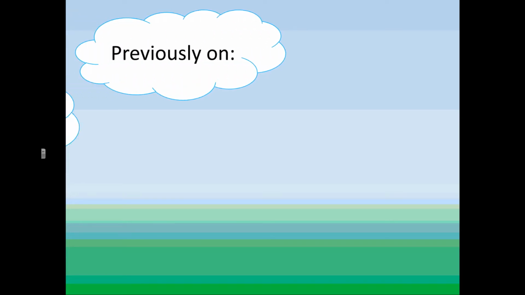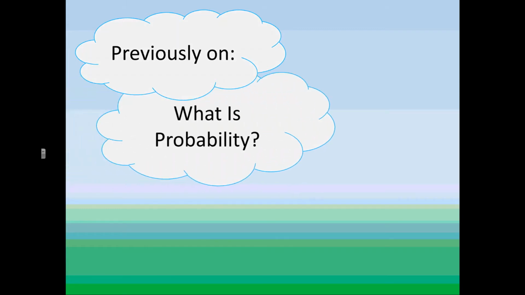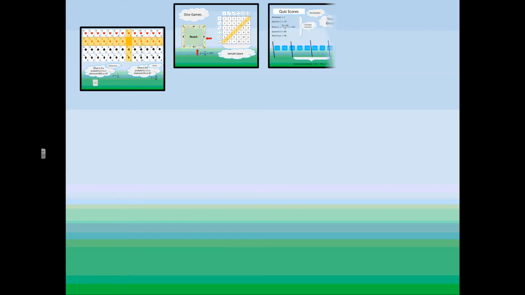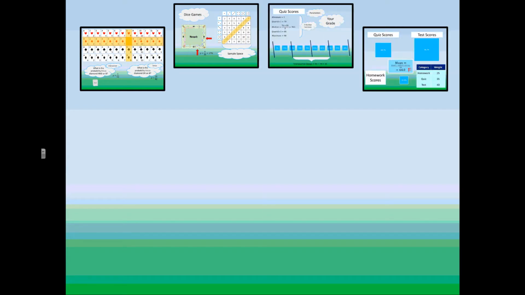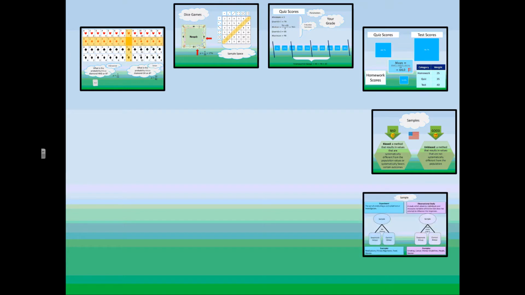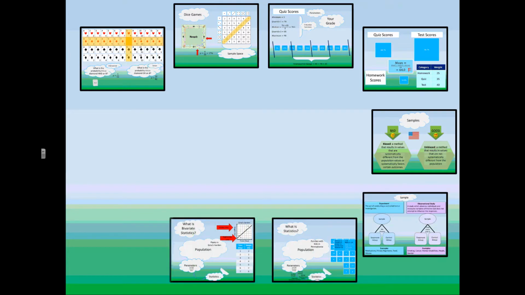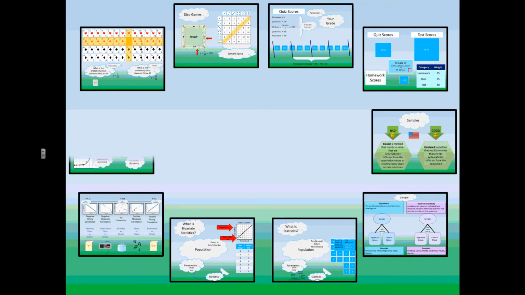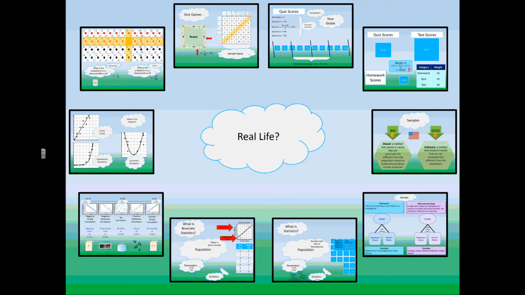Previously on What is Probability? So we talked about probability, of course. We also talked about your grades and how those are calculated. Then we went on to taking samples, started with univariate and bivariate statistics, and finished with relationships, both causation and correlation, and what happens if it's linear versus exponential versus quadratic. These were the original lessons, and they were all building to how we use this math in real life.